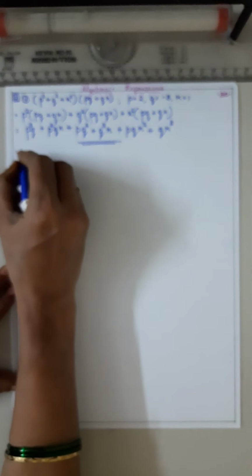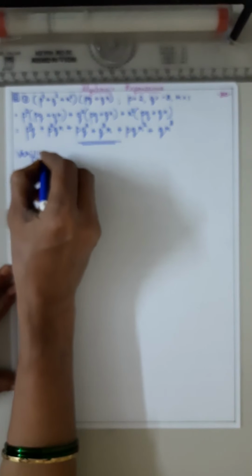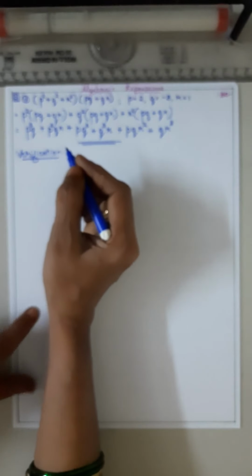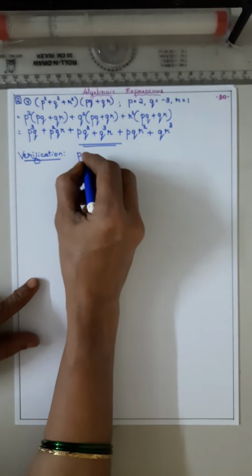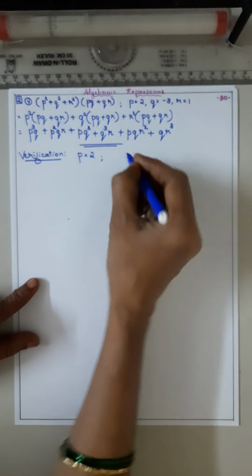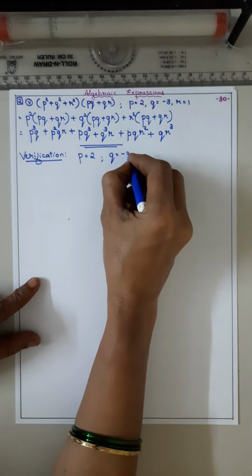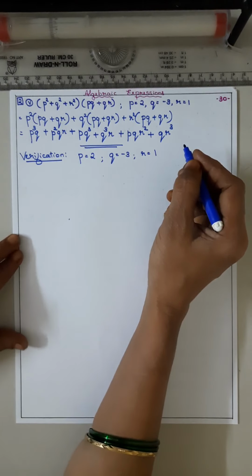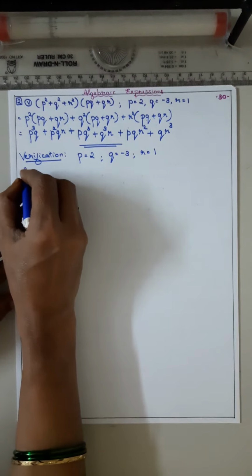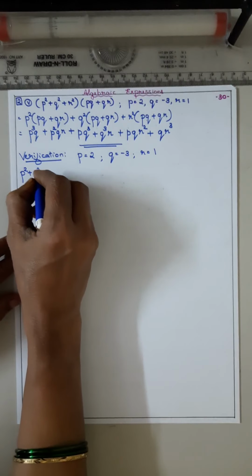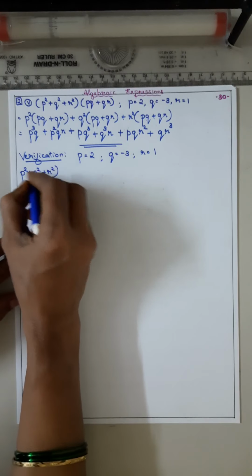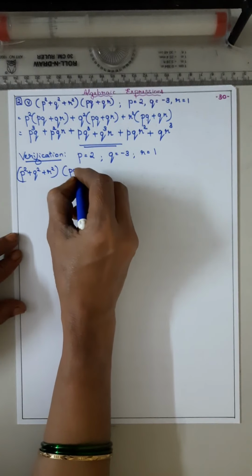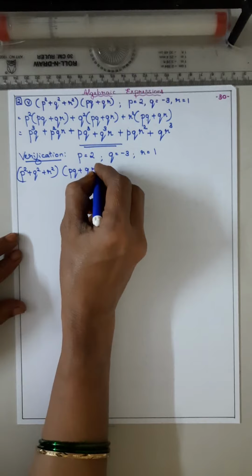Now coming to verification. Verification is only tough, isn't it? P is equal to 2, Q is equal to minus 3 and R is equal to 1. Okay, write down the question. P squared plus Q squared plus R squared, the main question, then PQ plus QR.